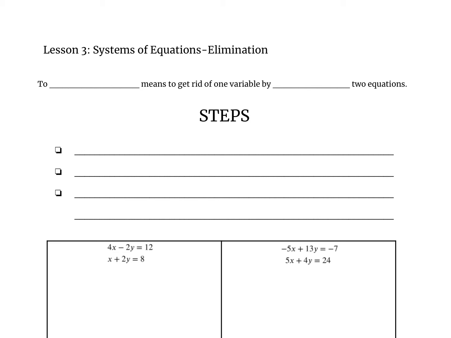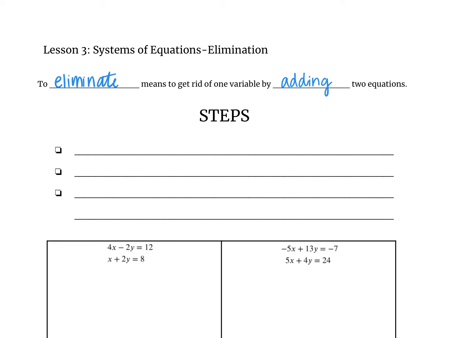This is Lesson 3, Systems of Equations, and this time to solve a system of equations, we're using a method called elimination, okay? To eliminate means to get rid of one variable by adding two equations. So basically what we're doing here is we're going to add two equations together, and when we do that, we'll see that one variable is going to eliminate, disappear, cancel out, okay?